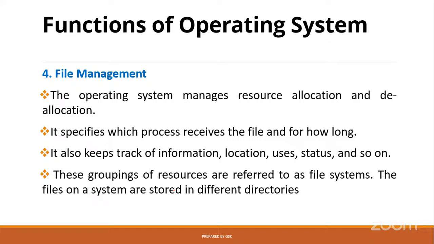This grouping of resources is referred to as a file system, and the files on the system are stored in different directories. Obviously, in simple terms, we have different types of files in our computer. We are using folders to organize the data, right? And that is nothing but technically a directory, and in simple terms a folder. So for file management also, internally the operating system maintains different directories.